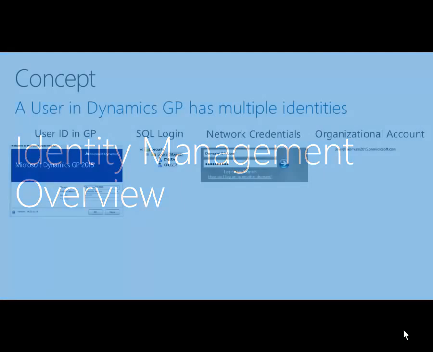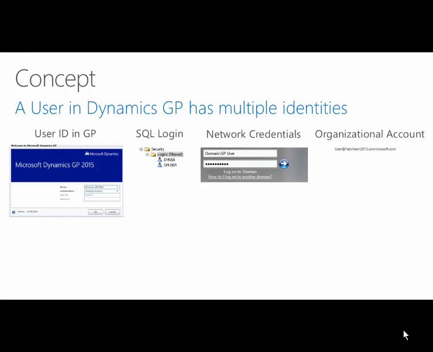So let's go into a quick overview. As we know, a user has multiple identities within Dynamics GP. It really starts with the user login that they have in Dynamics GP, which corresponds to a SQL login for that user. They have network credentials that they enter for their daily work, and they may also have an organizational account set up, which would be an account that has been added to a Windows Azure Active Directory.